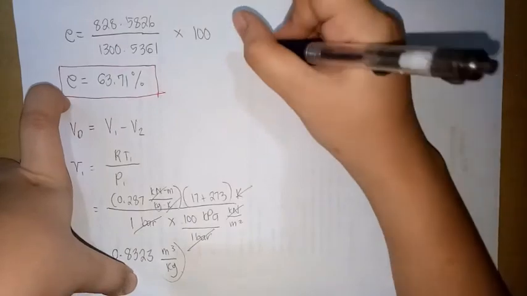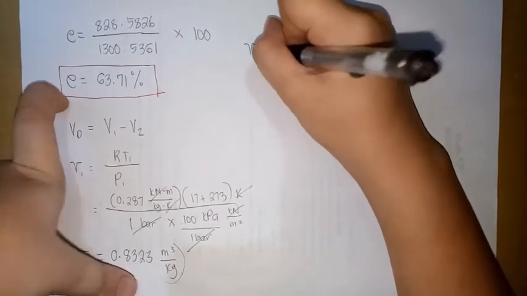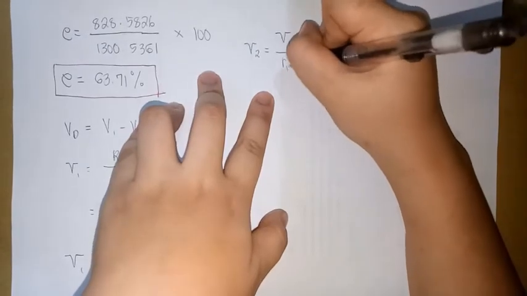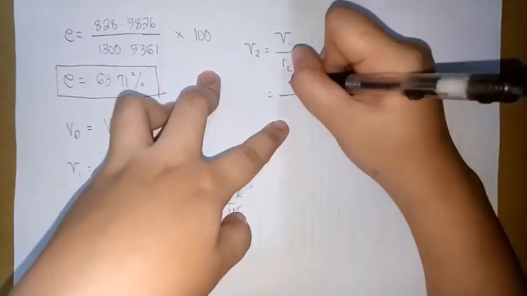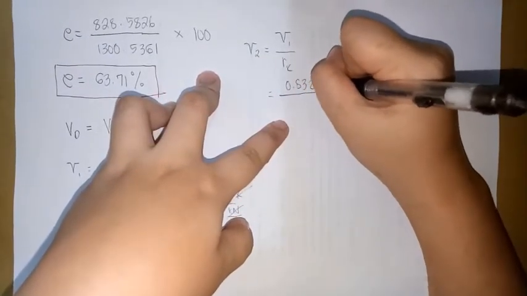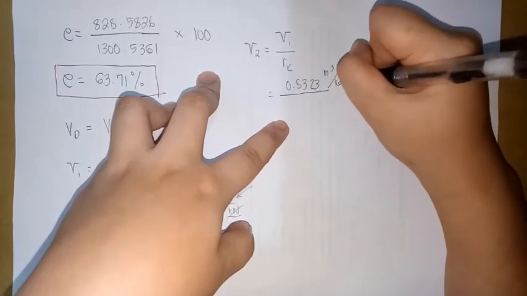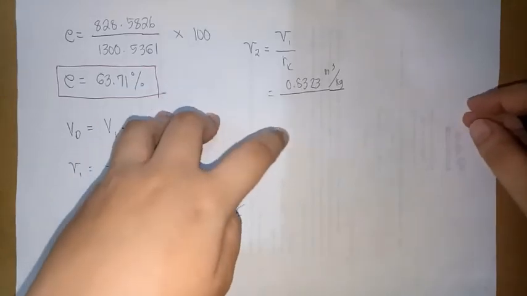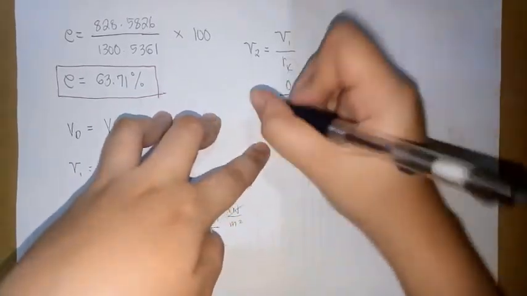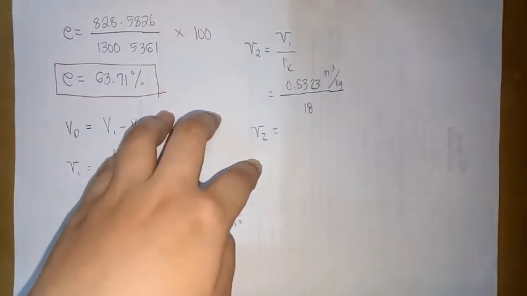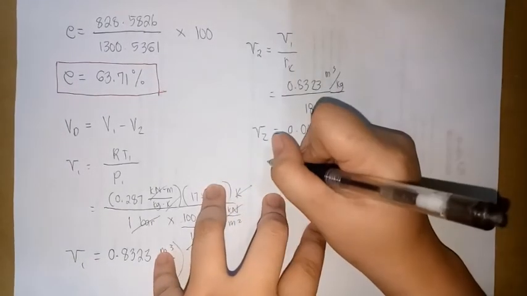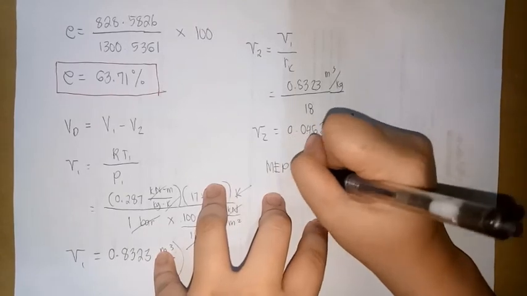Now, solving for V2, pinakamadali is gawin natin yung formula from compression ratio. V1 over RK. Substitute 0.8323 cubic meters per kilogram divided by RK. Ang compression ratio natin na given is equal to 18. So, si V2 is equal to 0.04624.